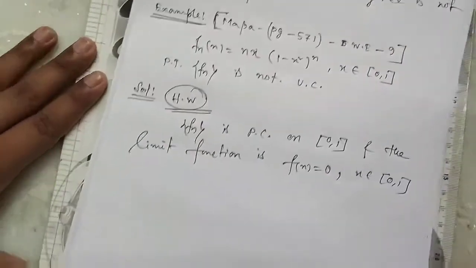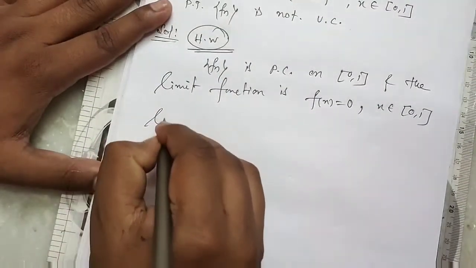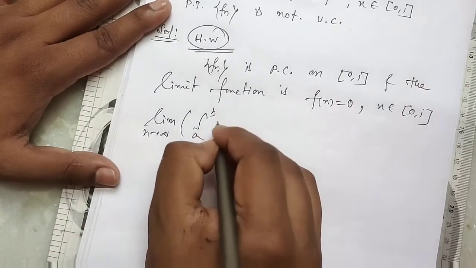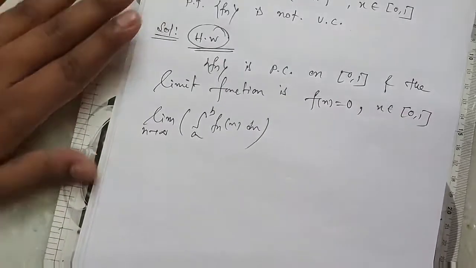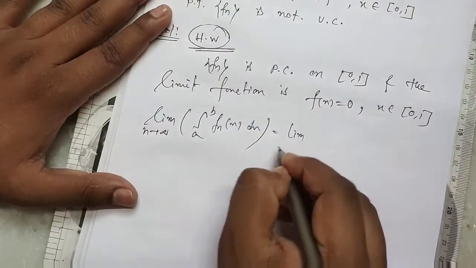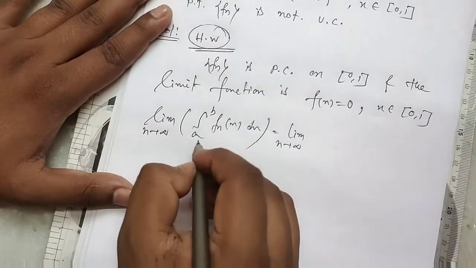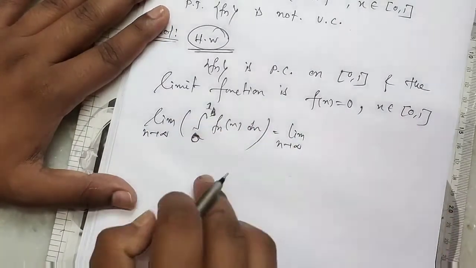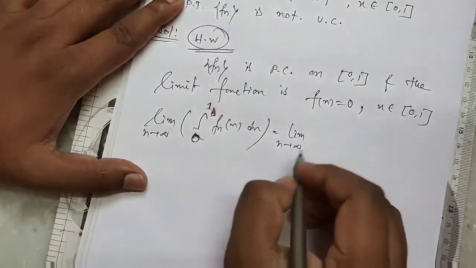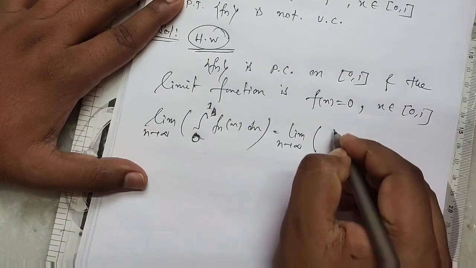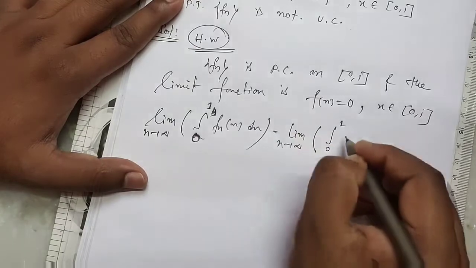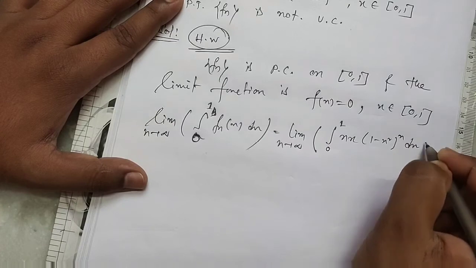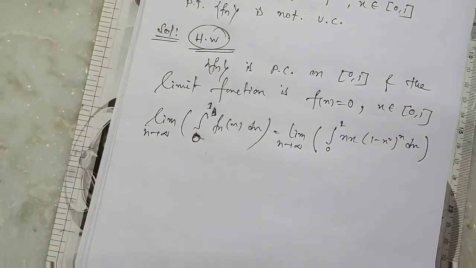Now we check the limit. First we find the limit as n tends to infinity of the integral from a to b of f_n(x) dx. Our a and b are 0 and 1. So the limit as n tends to infinity of the integral from 0 to 1 of n x times (1 minus x squared) to the power n dx. Clear?